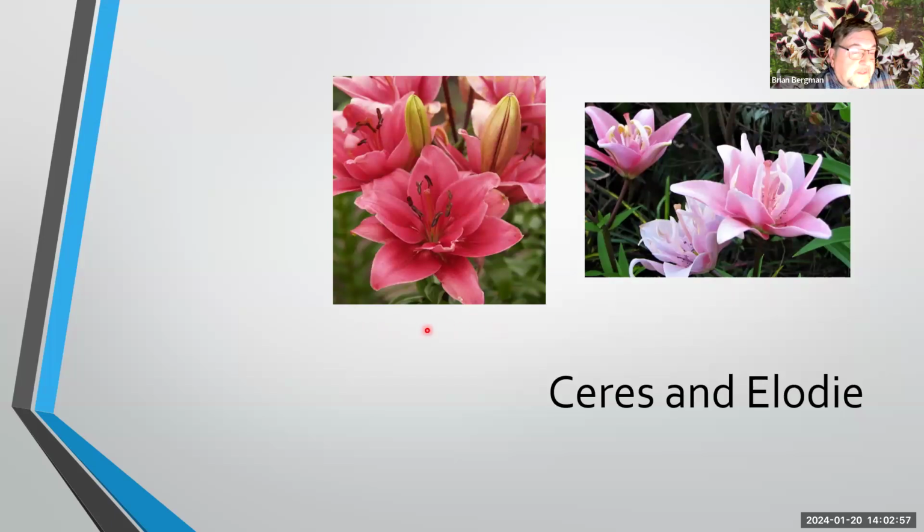Next slide. And here are two that are still around. There's Ceres and Elodie. Elodie is the right-hand one. Ceres is the left-hand one. And you can see the variation in this picture of Elodie. As Judith said, these are petaloids, and temperature will affect them tremendously. Now, there was another one, Aphrodite, but that has gone out of production and it wasn't as strong. It's very similar to Elodie, but not as strong a lily.